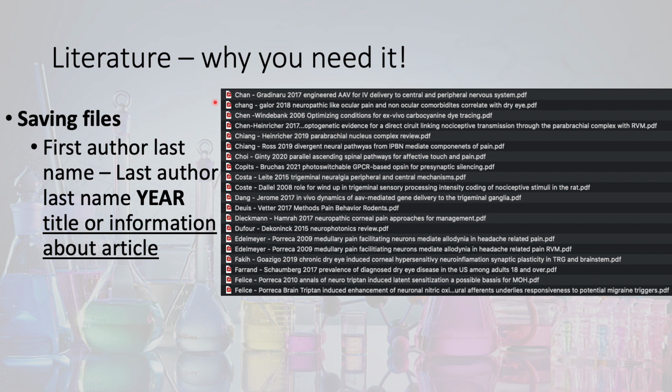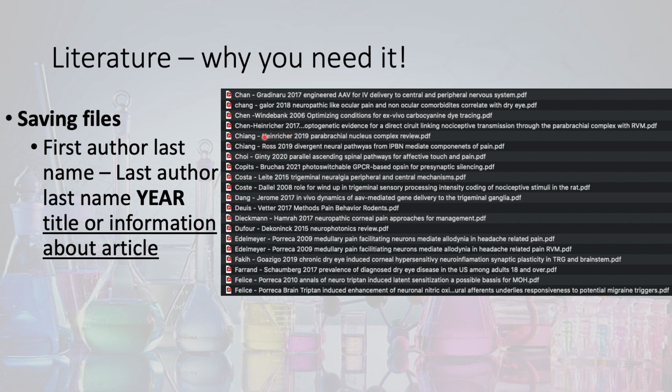And one example of this is right here. This first article, Chang Heinricher, was published in 2019, and it's about the parabrachial nucleus complex, and it's a review article. Right below here is an article from Chang Ross, published in 2019, which contains information about the divergent neural pathways from the lateral PBN and how they mediate components of pain, right? So this might be the same individual. This may be the same first author. It might not be. If it's not, then that's why I include the last author's name.